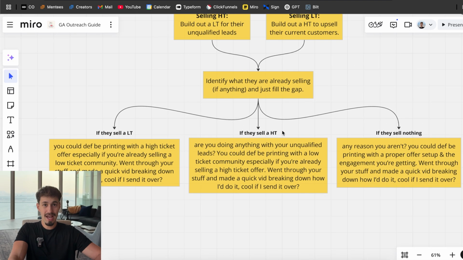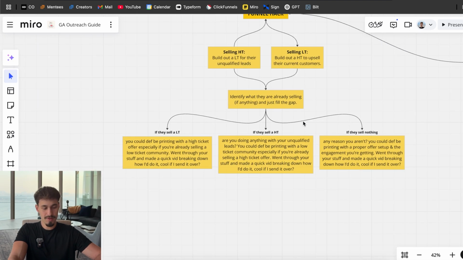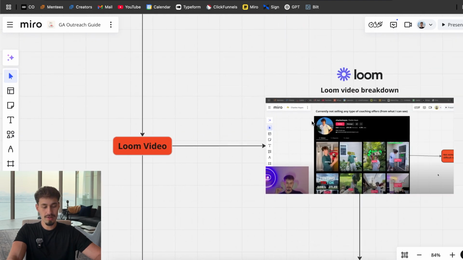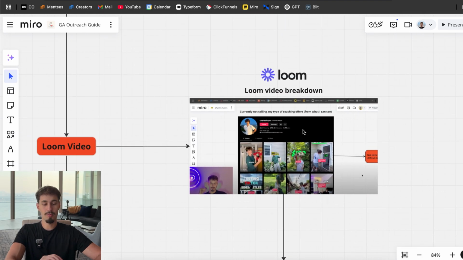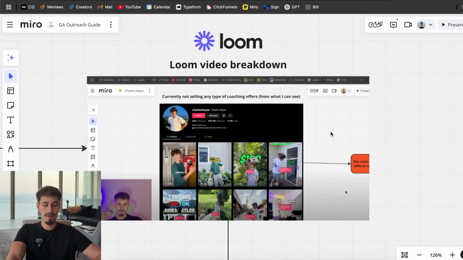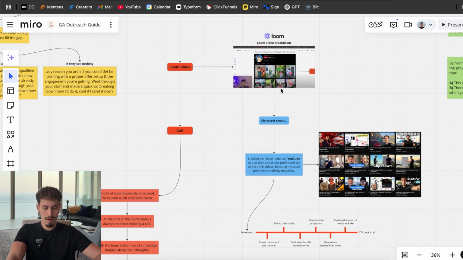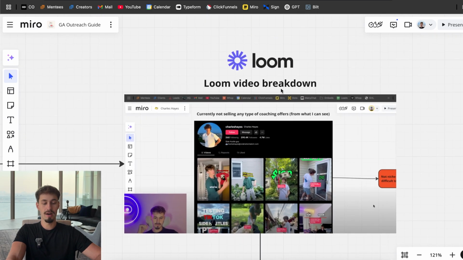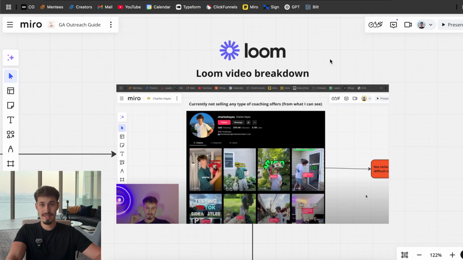Now when they reply yes, or they say sure, or they say send it over, whatever it is, any type of affirmative reply, that's when you actually create a Loom and you make a whole Miro board and you actually create the video and then send it over. So here's a breakdown of what this looks like, okay? I'm gonna pull up a real example of a creator I closed with this exact strategy.